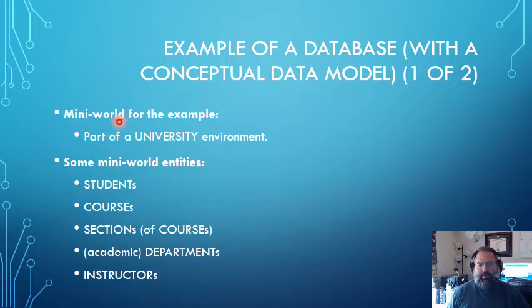Again, we had this conversation earlier about the idea of a mini world. A mini world is a small representation of something that exists in the physical world, but is simplified so that it's easier to understand and to capture those elements of interest. So imagine that you're part of a university's environment. You have students, you have courses, you have sections that are part of courses, and then you have academic departments, and then you have instructors. Those are essentially the entities, the things of interest in this universe.